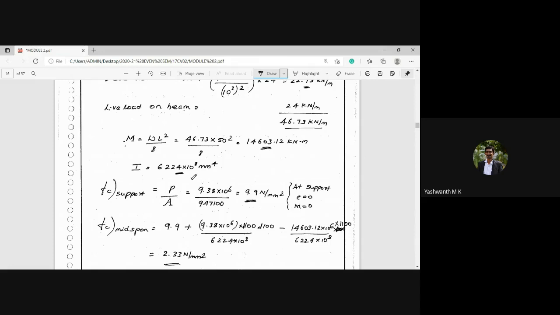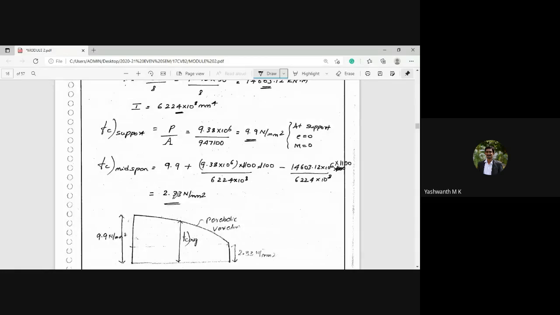So substitute that. 9.38 into 10 to the power of 6 Newton divided by the cross-sectional area, which will get you 9.9 Newton per millimeter square. Next, coming to the FC at midspan. So P by A, which is 9.9, plus P into E divided by I into E, minus M by I into E. Please note down, eccentricity at midspan is 1100. So please be careful. Calculate that. That is 2.33 Newton per millimeter square.